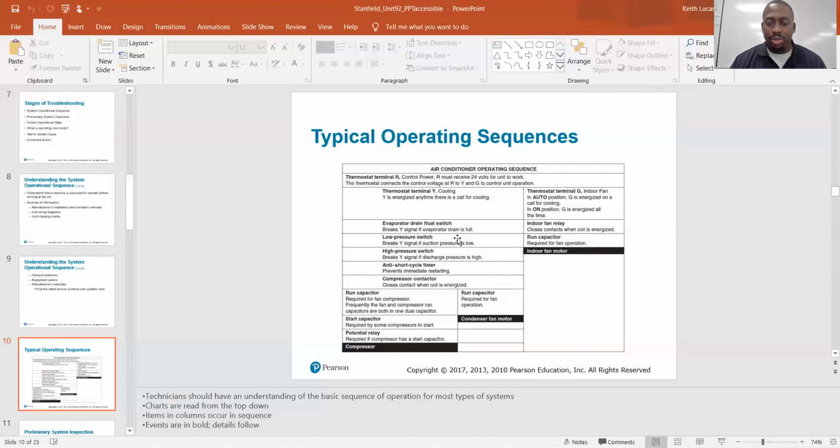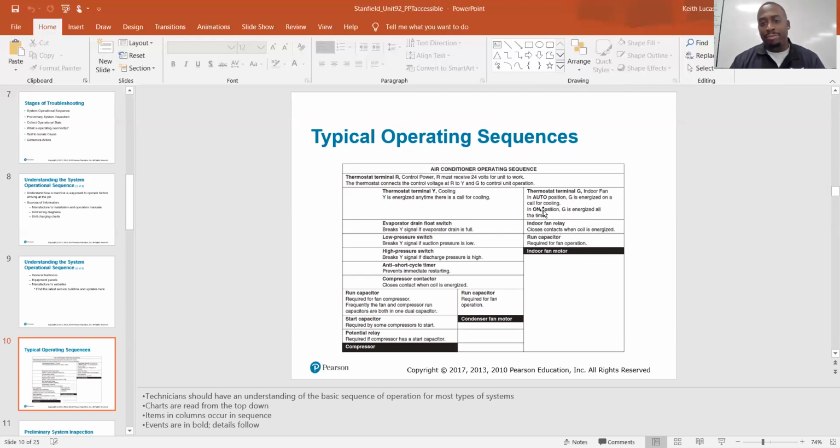That's how you connect your flood switch. And then the other end, one goes to the board, one goes to the actual Y. And then over here, the indoor fan relay closes contacts when the coil is energized. So the indoor fan G is still operating, even if the Y is broken by the flood switch. G is still energized.